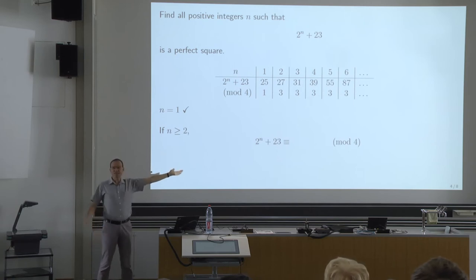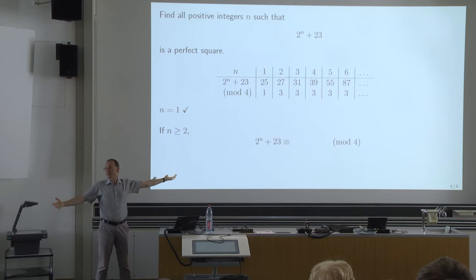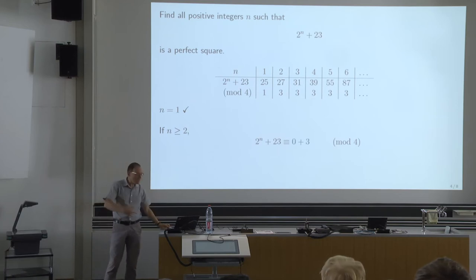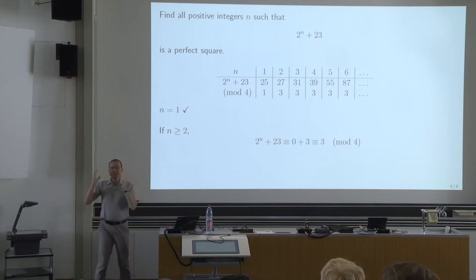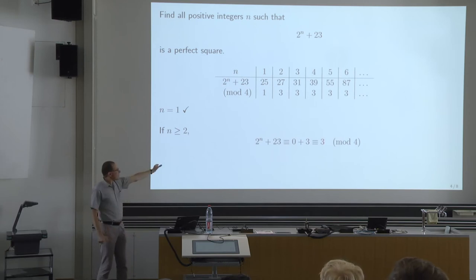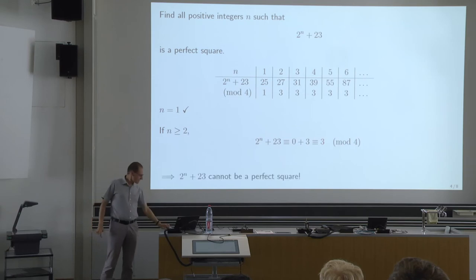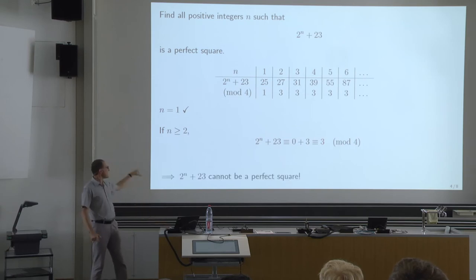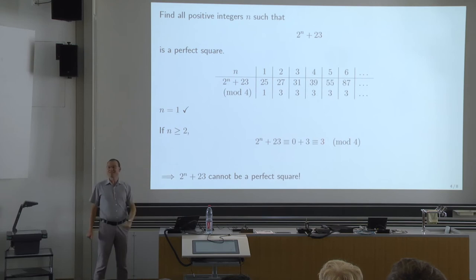What about 23? 23 is always congruent to 3 mod 4. So you always get 0 plus 3, which gives you 3 mod 4. This is a forbidden residue, forbidden remainder. That number cannot be a square. 2 to the n plus 23 cannot be a perfect square when n is at least 2. That's why n equals 1 is the only solution.